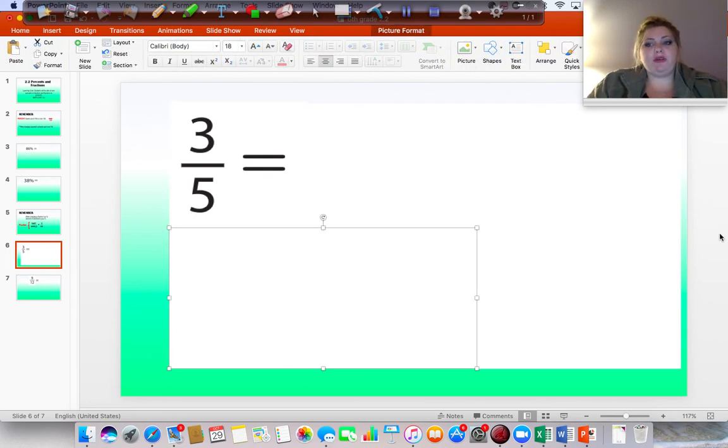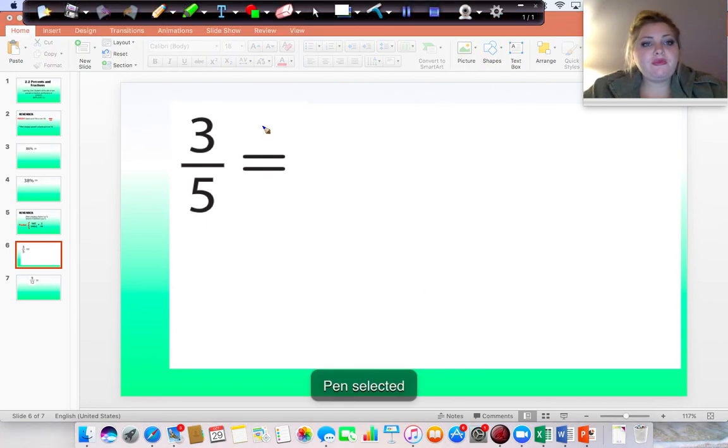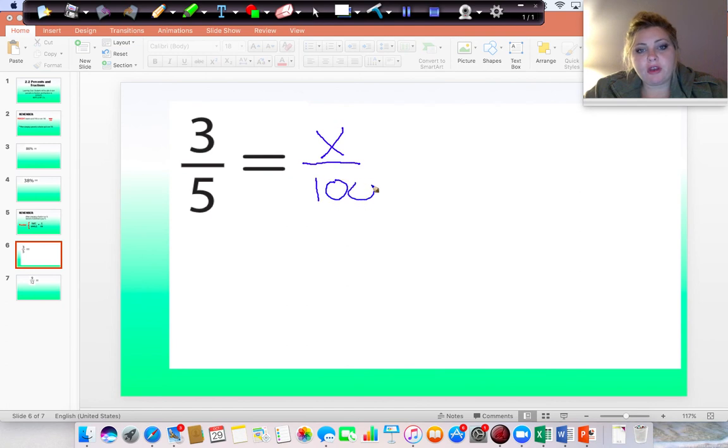Okie dokie, artichoke. Now, put your fraction on the left side of the equal sign. That's your part over your whole. And on the right side of your equal sign, you're going to put x over 100.